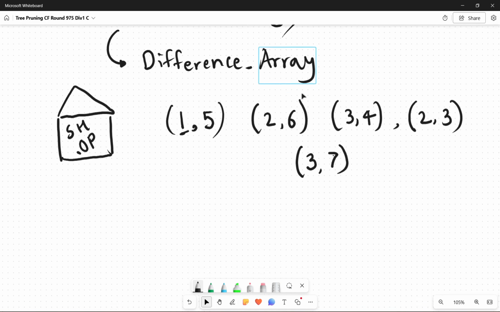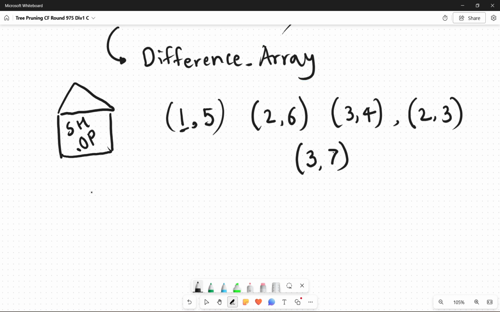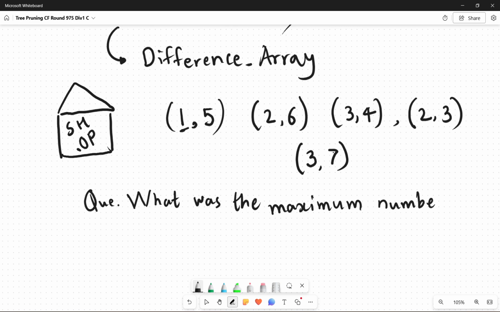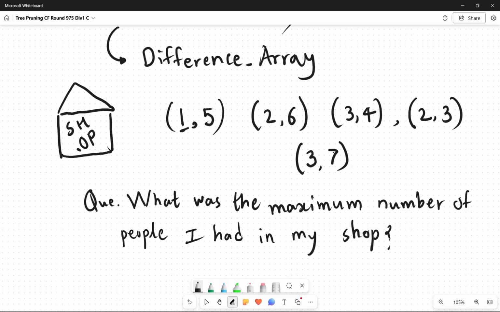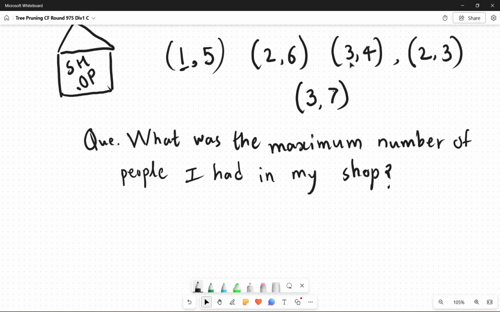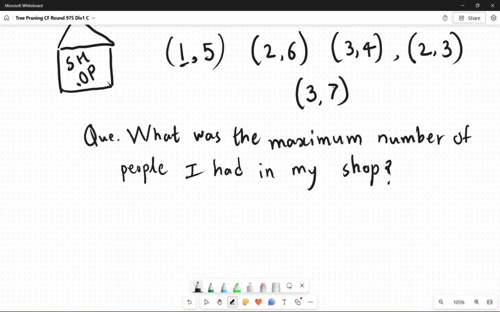Now my question is, what was the maximum number of people I had in my shop? This is a classic problem and it can be solved by sorting, I believe, but there's a very clever technique named delta encoding.